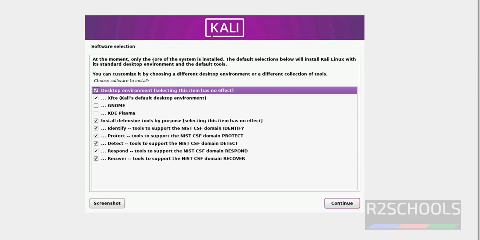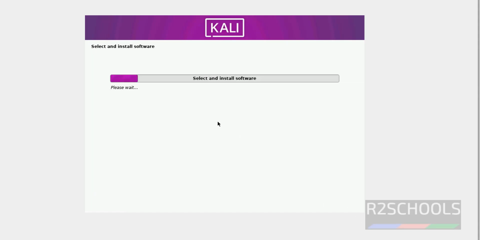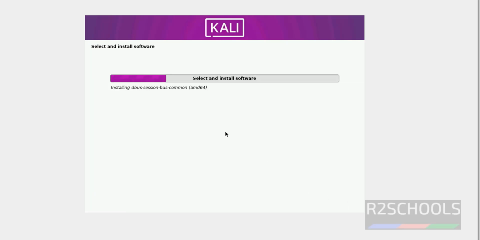See, at the moment only core system is installed. The default selections below will install Kali Linux with its standard desktop environment and default tools. Okay, I am going with Xfce, then click on continue. Now select the display manager. I am going with GDM3, then click on continue.